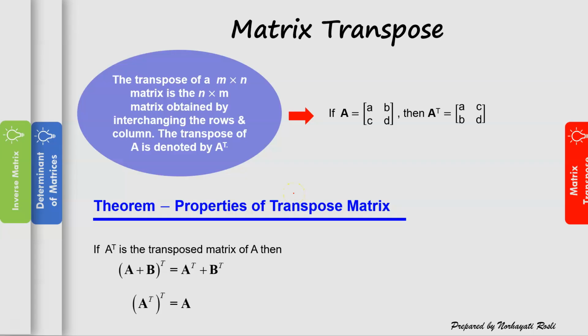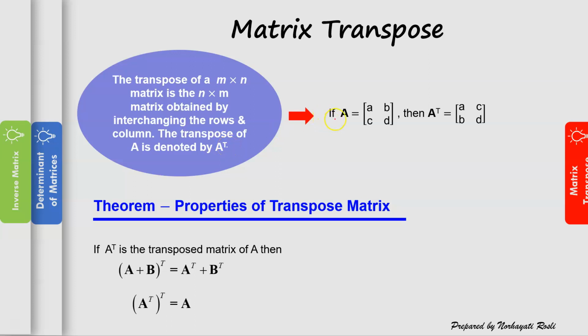What does it mean by the transpose of the matrix? If you have a matrix M times N, the transpose of this matrix means that you will change rows as columns and columns as rows. Because of that, for the transpose of the matrix, you will get an N times M matrix. That is, it is obtained by interchanging the rows and columns. The transpose of the matrix A is denoted by A^T, where T stands for transpose.